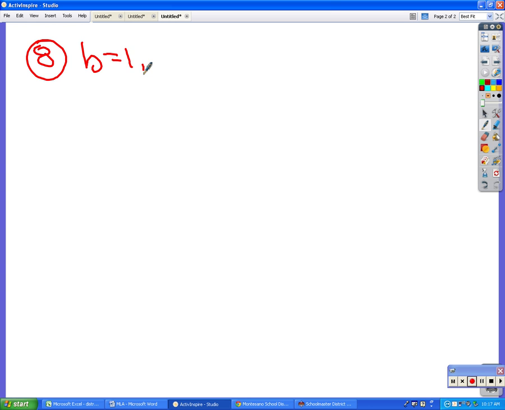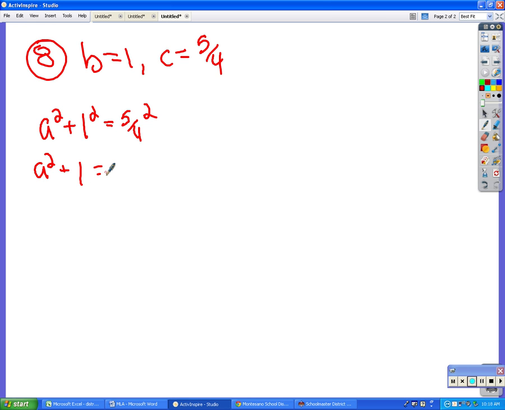For number 8, b is 1 and c is 5/4. So now I'm obviously trying to find a. So I'm going to go a squared plus 1 squared equals 5/4 squared. 1 squared is 1. 5/4 squared is 25 over, no, if I have to square it, not double it, 16. Okay, everybody see how we got that?